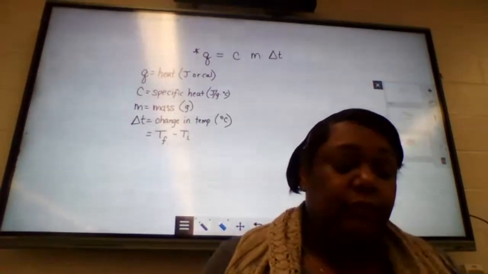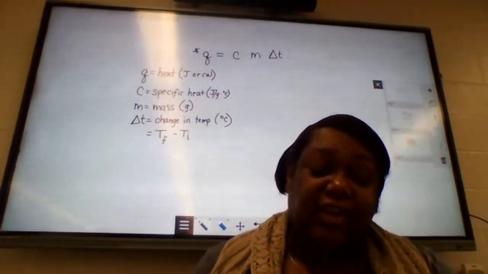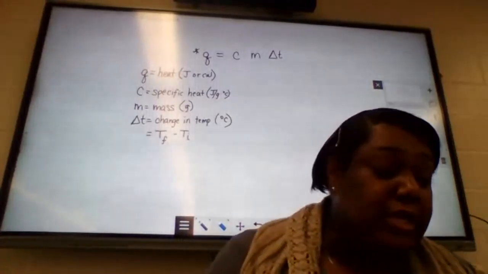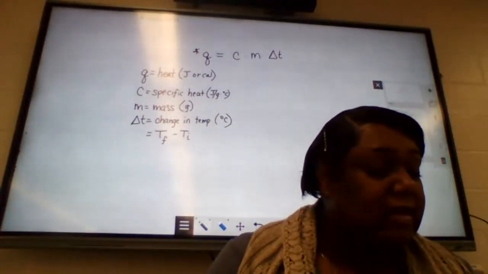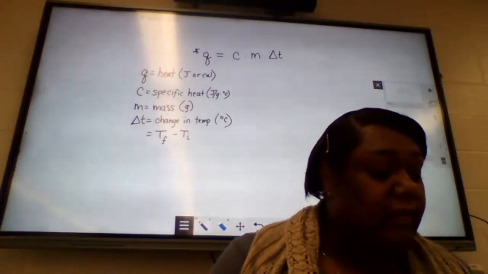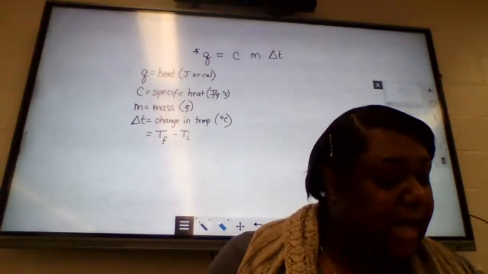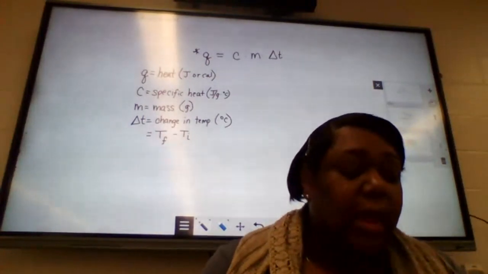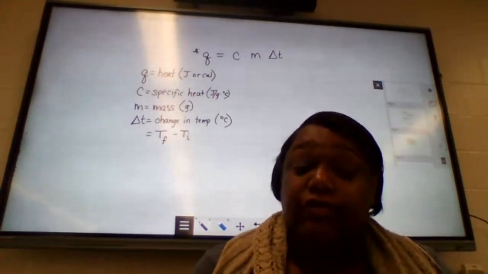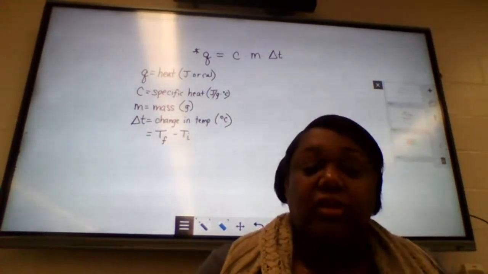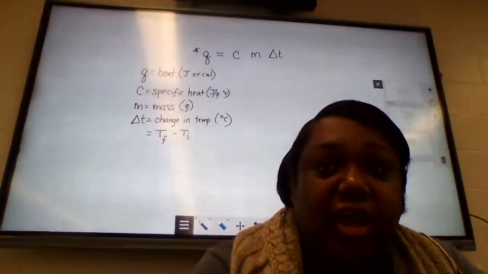Okay, and so if you're doing a problem where you've got to change state, you need what is talked about in section 18.6 and 18.5, where you start talking about your specific heat capacities at your different temperatures, your heat of fusion, your heat of vaporization. You need those values when you're looking at a phase change.